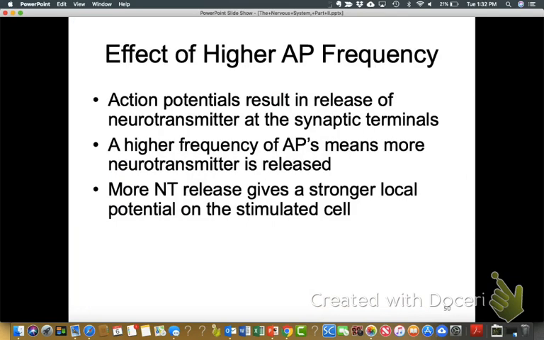So the higher the action potential frequency, the more neurotransmitter is released at the end of that axon, and the more neurotransmitter released, the stronger the local potential is on the next stimulated cell. So even if you have a series of 3 neurons in a pathway, you're still going to carry that message of how strong the original stimulus was.